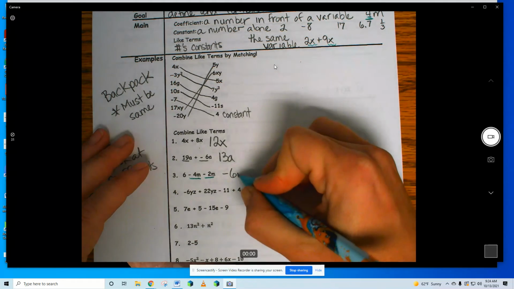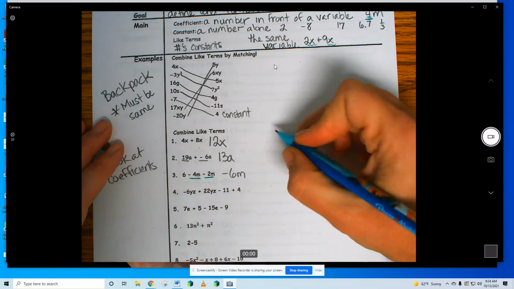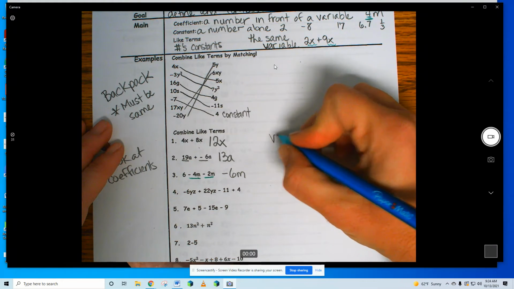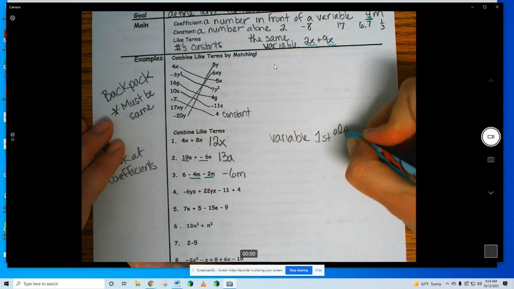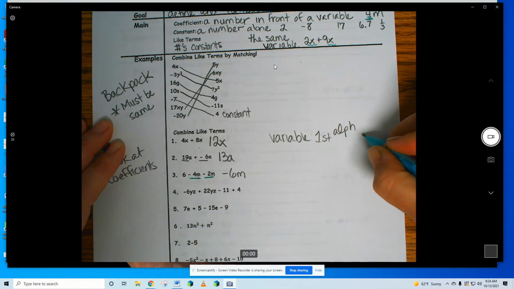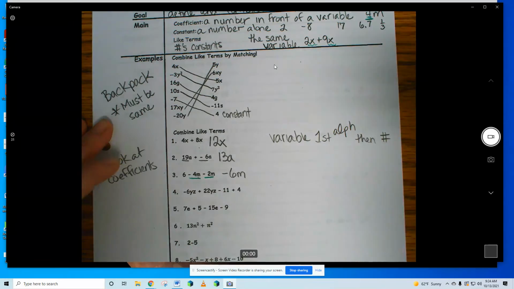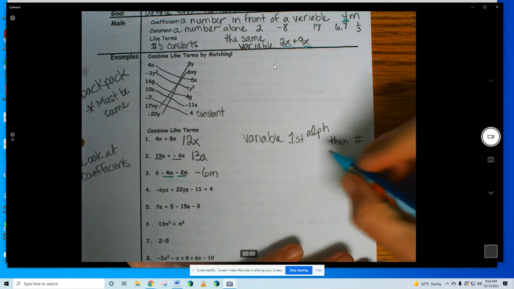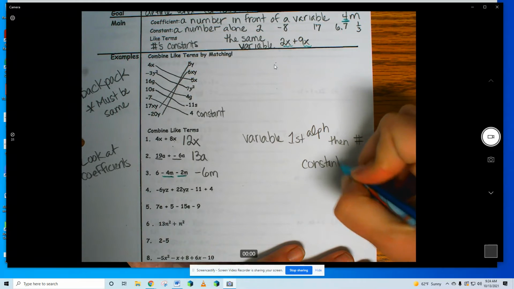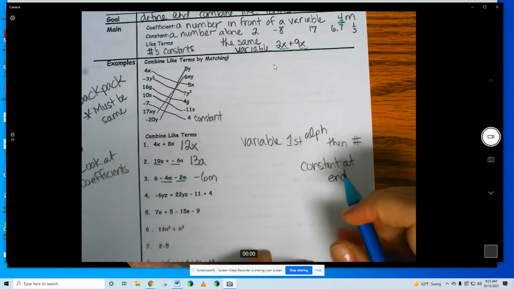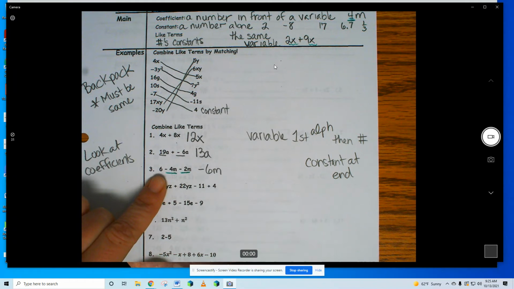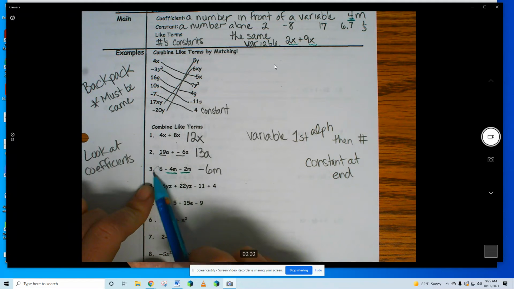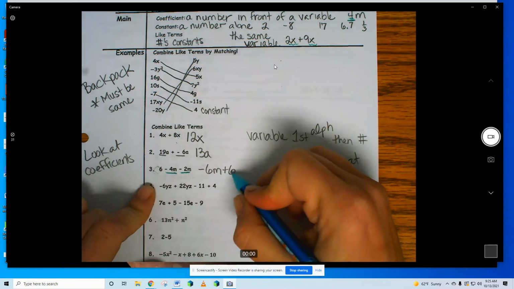-6m. Now I'm going to show you a method that I need. I need the variable first in alphabetical order, and then the number. So the constant always goes at the end. Constant at the end. So I'm going to put the negative 6m first. Now, was this a positive 6 or a negative 6? The signs matter. This right here, is this a positive 6 or a negative 6? Positive 6. So there's that.